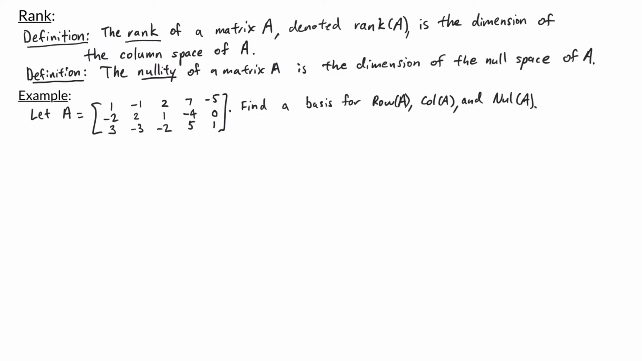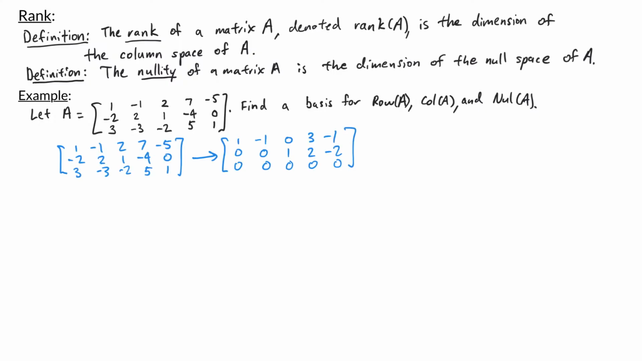Here we have the matrix A with entries 1, -1, 2, 7, -5, -2, 2, 1, -4, 0, 3, -3, -2, 5, 1. We are asked to find a basis for the row space of A, column space of A, and the null space of A. When we row reduce A, we get the following reduced row echelon form.